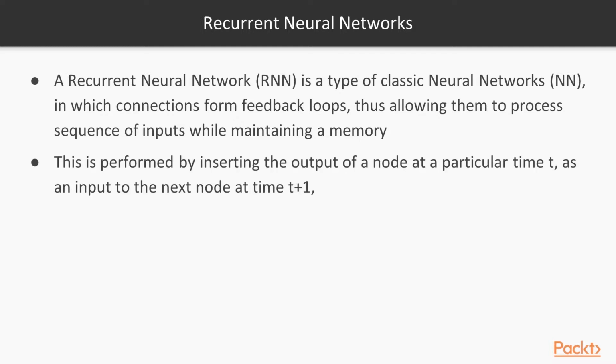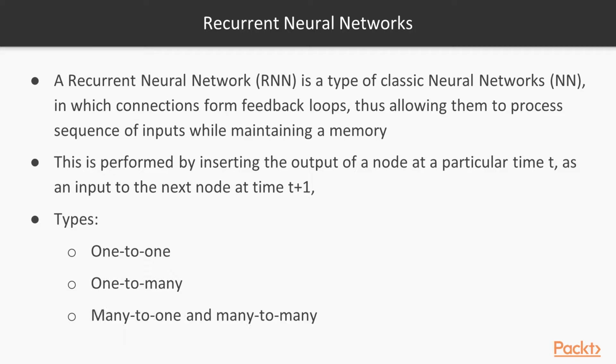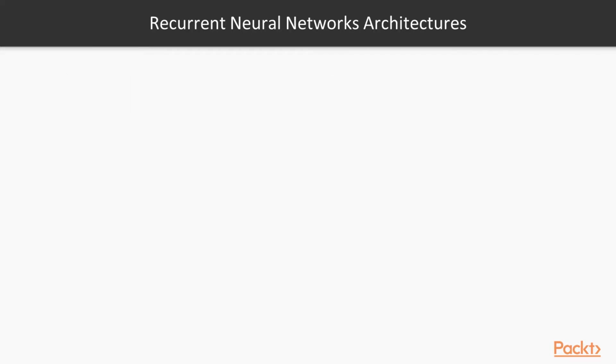This is performed by inserting the output of a node at a particular time t as an input to the next node at time t plus 1. There are 4 different types of recurrent neural networks: one-to-one, one-to-many, many-to-one, and many-to-many. Now let's talk about the architecture of recurrent neural networks. There are 4 basic architectures of recurrent neural networks.